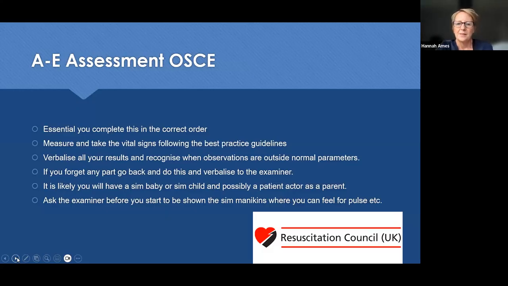So in terms of your A to E assessment for OSCE, just ensure you complete it in the right order, so A to E. Measure and take your vital signs following best practice guidelines for the child. Verbalise all your results and recognise when your observations are outside normal parameters, and the colour coding on the PEWS chart will help you do that. If you forget any part, obviously go back and verbalise to the examiner and get it completed.